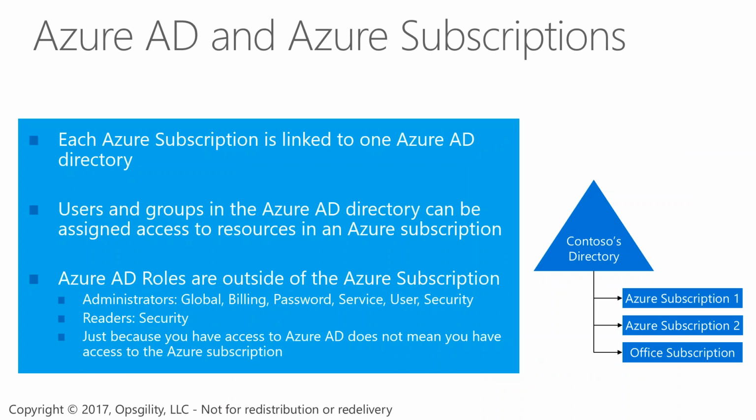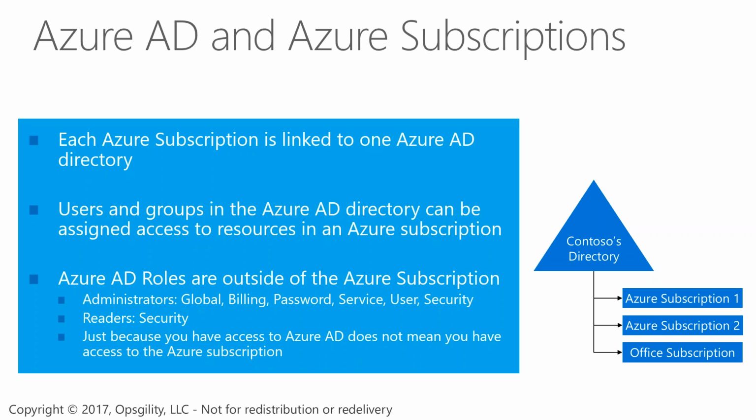As I mentioned, every Azure subscription is linked to one and only one Azure Active Directory tenant. That's where the users and groups are going to be coming from. It's also important to know that when we talk about the Azure Active Directory tenant, there are specific security roles that are assigned to that tenant. And this is really outside of the Azure subscription. So again, look to the right and you'll see I have a Contoso directory with two different Azure subscriptions linked to it, as well as an Office 365 subscription.